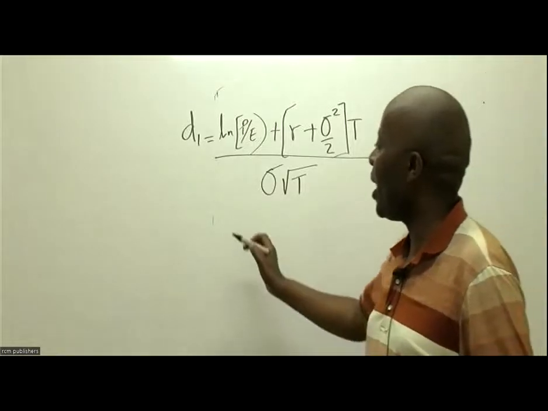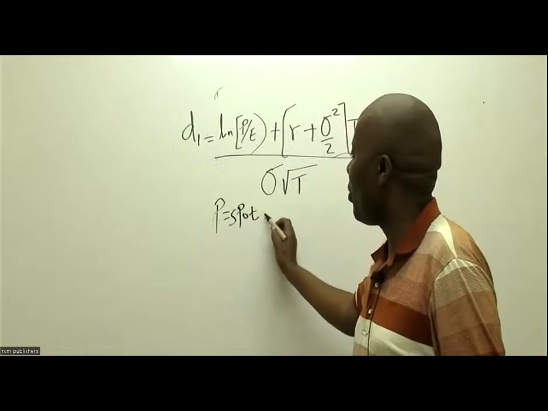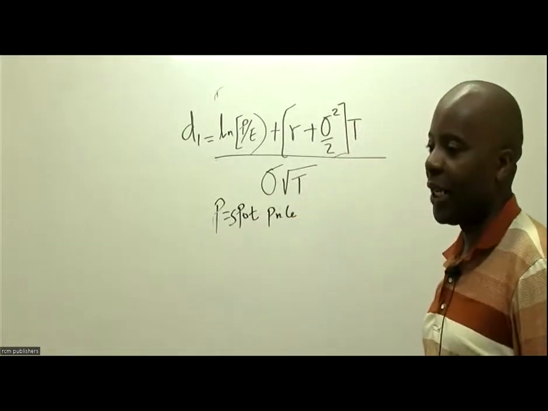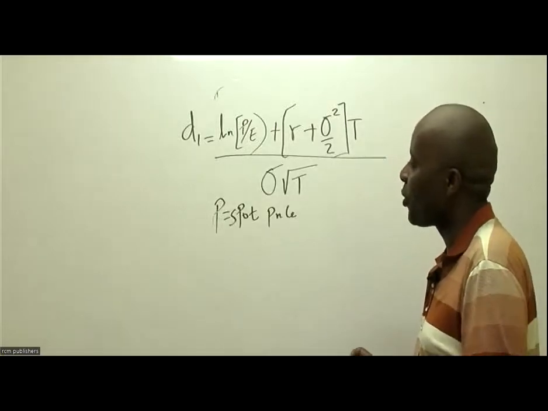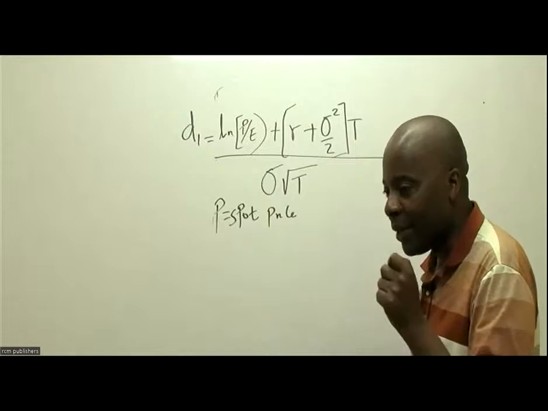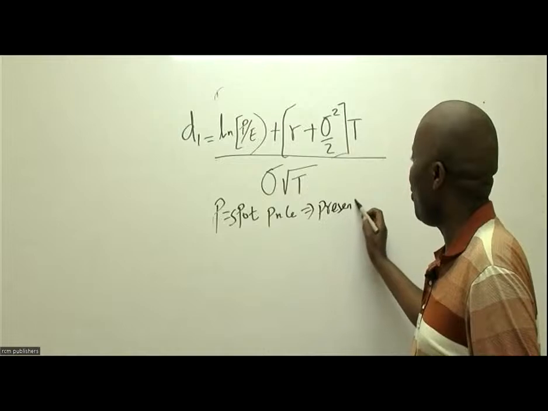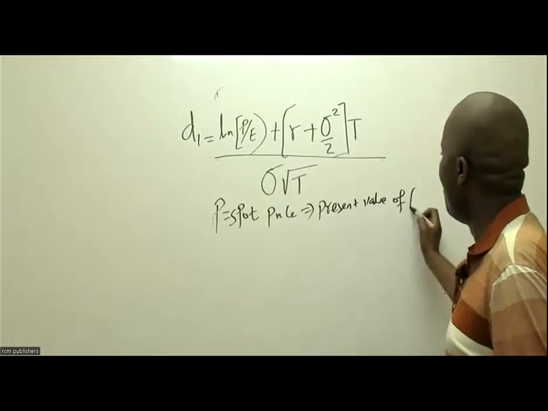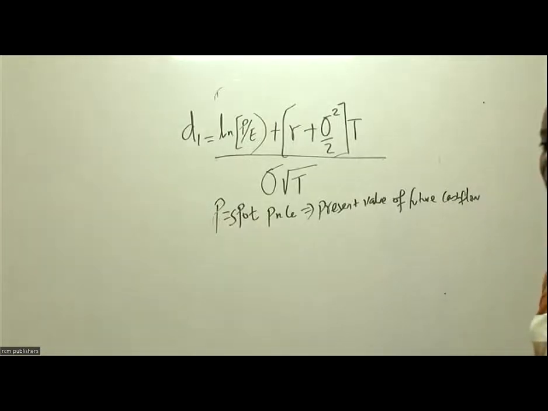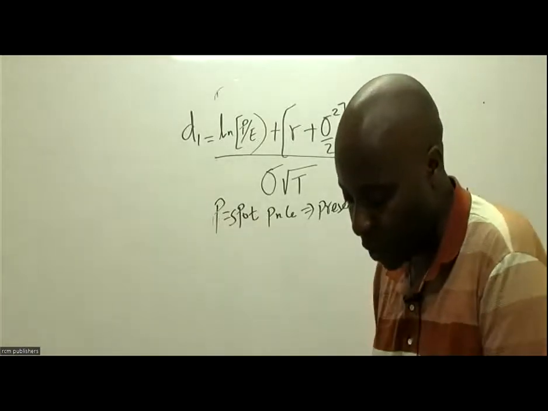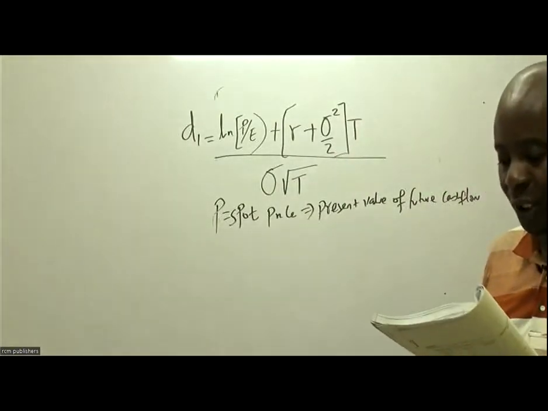Great. So come here and give us this P. Remember that this P stands for the spot price. In terms of real options, this P, the spot price, is the present value of future cash flows from the option. Is there anybody who is able to see the present value of future cash flows?